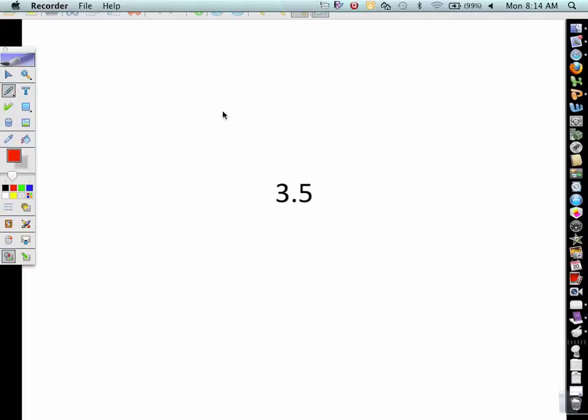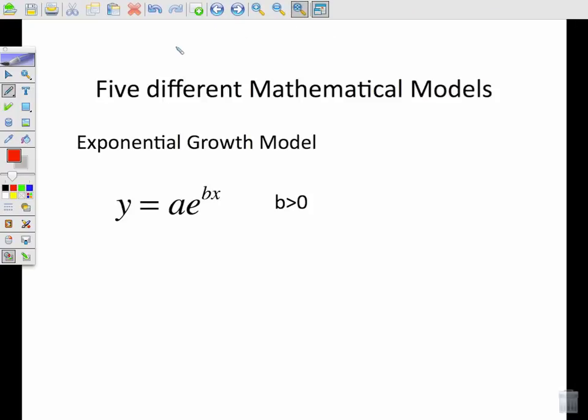Welcome to Pre-Calculus. This is section 3.5, and we're going to be looking at some application problems today, dealing with the logarithmic model, the exponential growth model, and we're going to introduce a couple of new models to you. Let's first look at, so we're going to talk about 5 different types of mathematical models. Some of them we're familiar with.